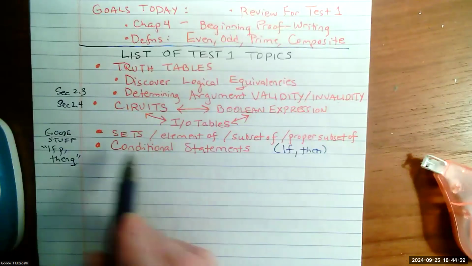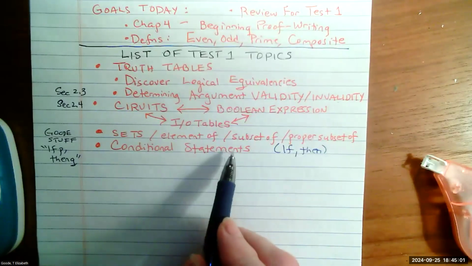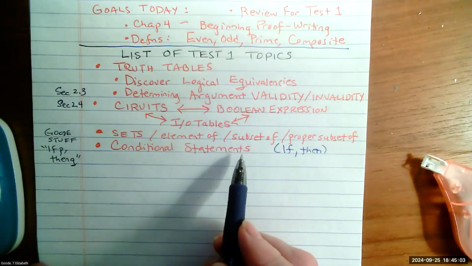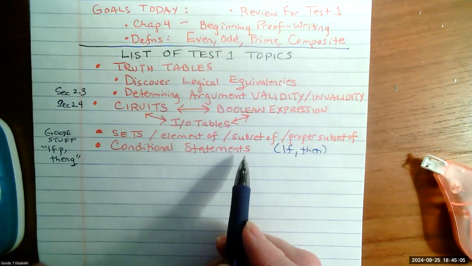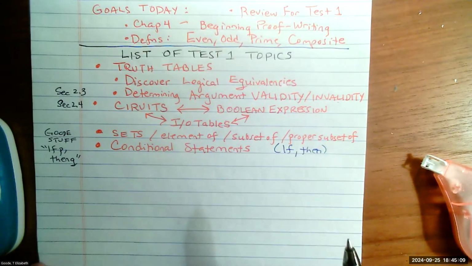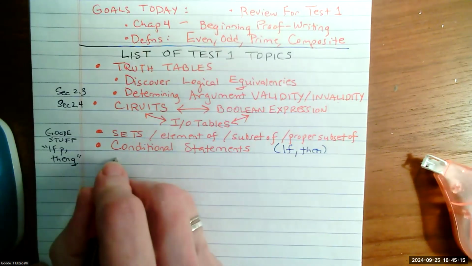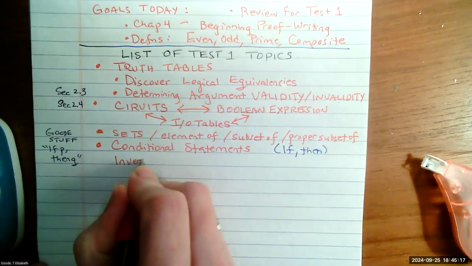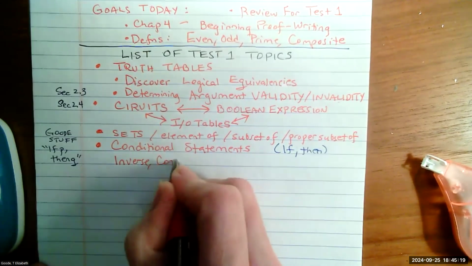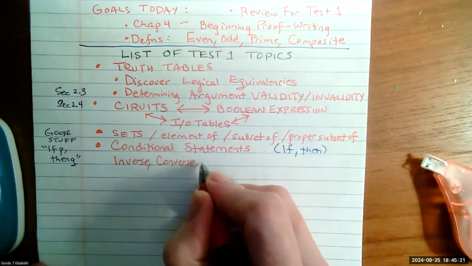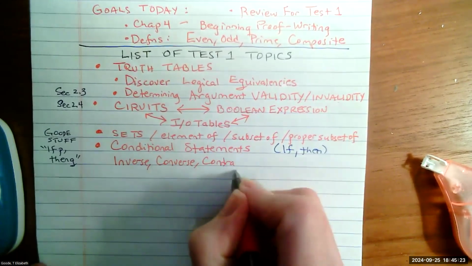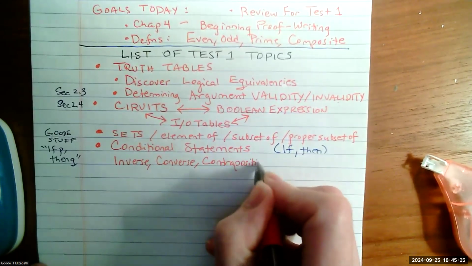Remember, does everybody remember that every if-then statement is universally quantified? Yeah, and every universally quantified statement can be written as an if-then. So those are real important things to know. Of course, we have the sister conditionals like the inverse, the converse, the contrapositive, and this is really the only thing you have to memorize.